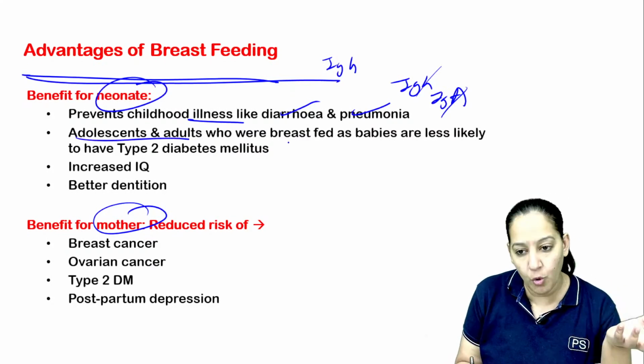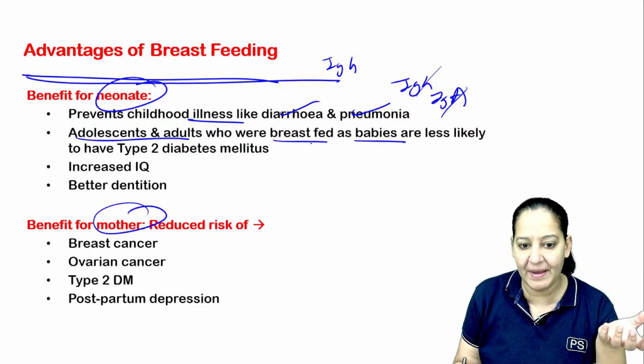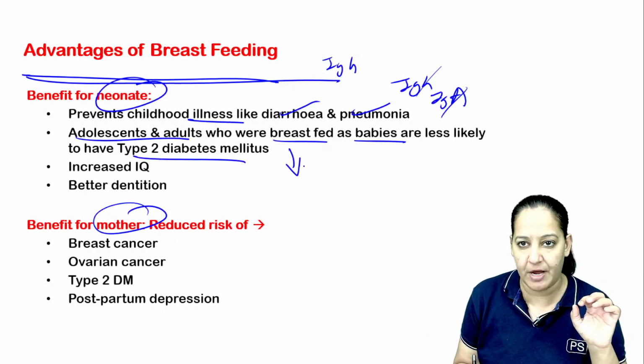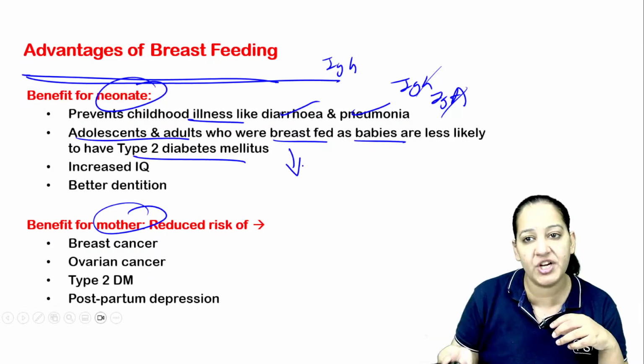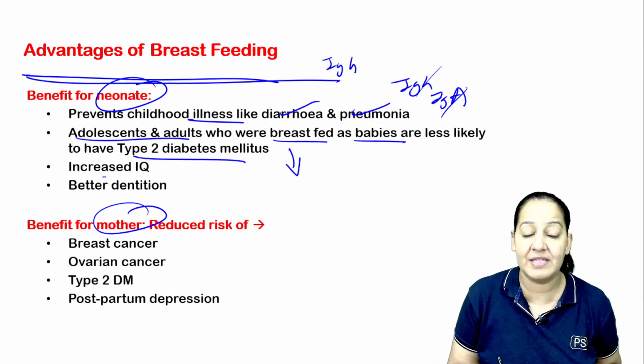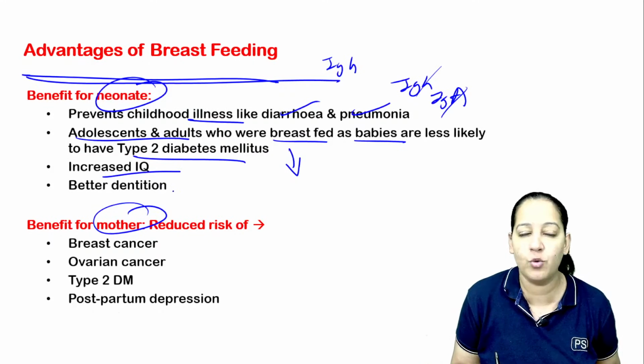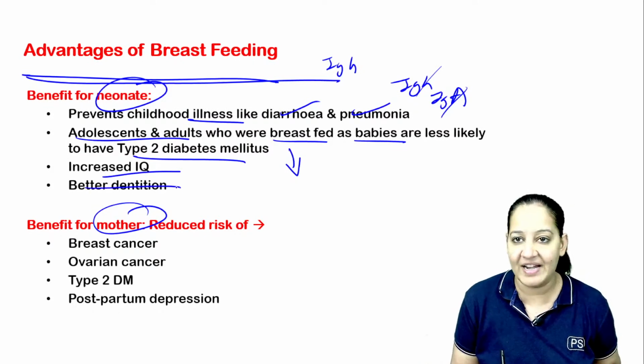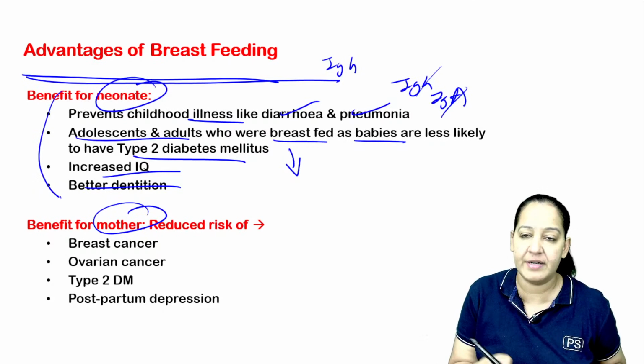Adolescents and adults who were breastfed when they were babies have fewer chances of having type 2 diabetes. The babies who are breastfed will have less chance of having diabetes in future. They have more IQ as compared to the babies who are not receiving breast milk, and better dentition is there. These are the advantages for the baby.